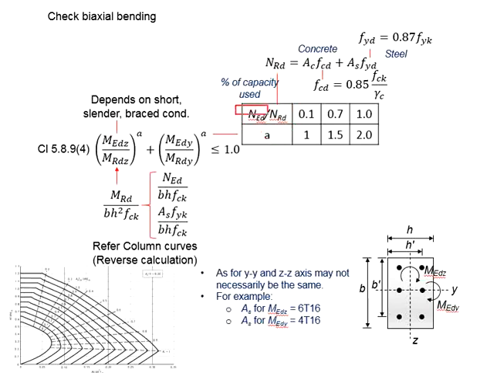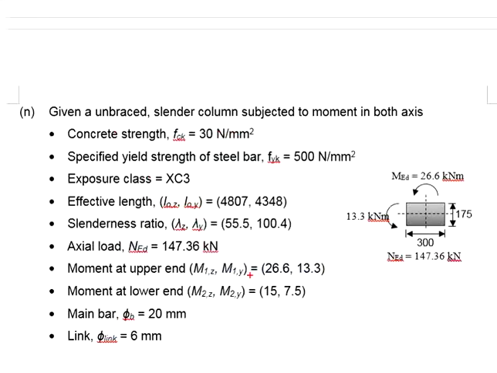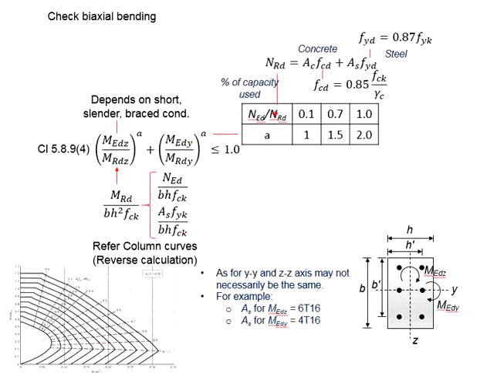We will need to first determine the ratio of NED divided by NRD. Whichever value is obtained from the ratio, we will do interpolations in order to work out the factor A. The NED is given, which is 147.36 kN. As for the NRD, it is given in this equation as the summation of the axial capacity of the concrete and the steel. The axial capacity of the concrete is determined by the design strength of the concrete multiplied with the cross-sectional area of the concrete, whereas the axial capacity of the steel will be the design yield strength of the steel multiplied with the cross-sectional area of the steel.